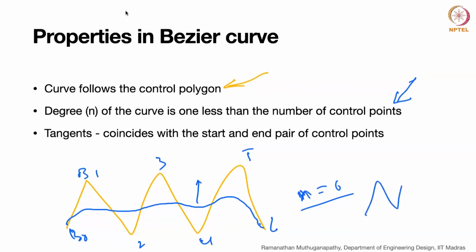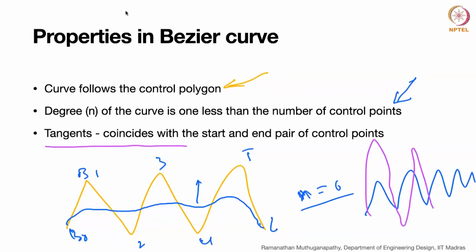You can have a polygon like this, and you won't get a curve like this. That is one of the beauties of this Bezier curve. And you can see the extension to surfaces also works in a similar manner. And we saw this property of tangents coinciding with the starting and end pair of control points. It always starts with the tangent at the first segment and ends with the tangent to the last control polygon segment.